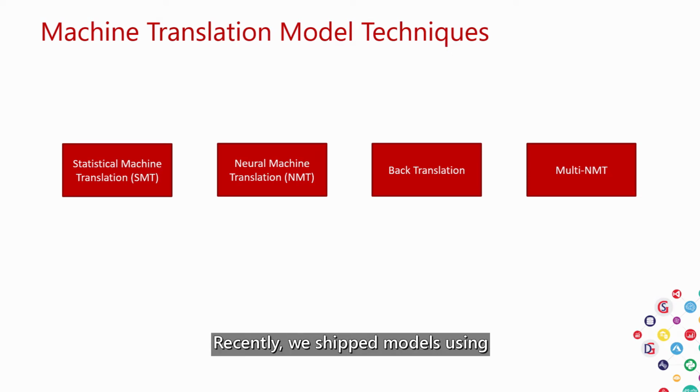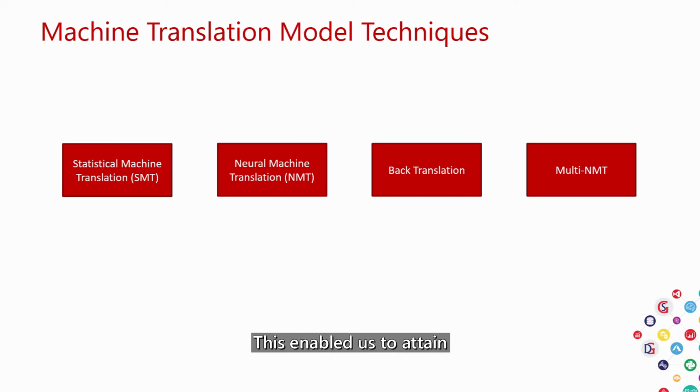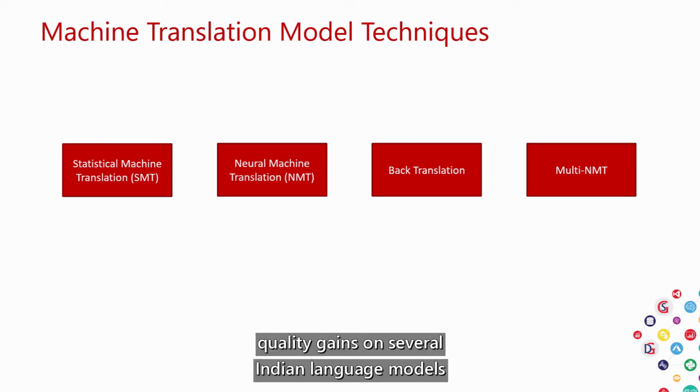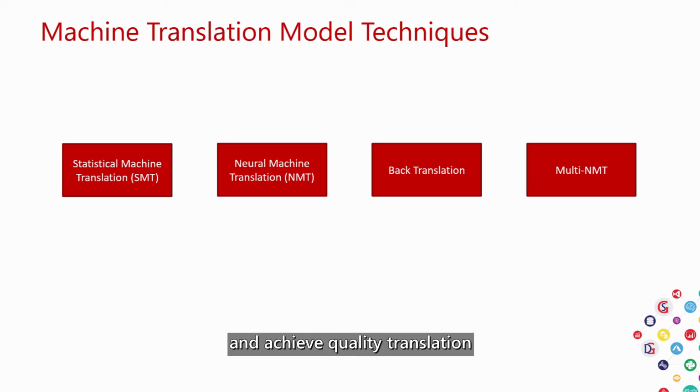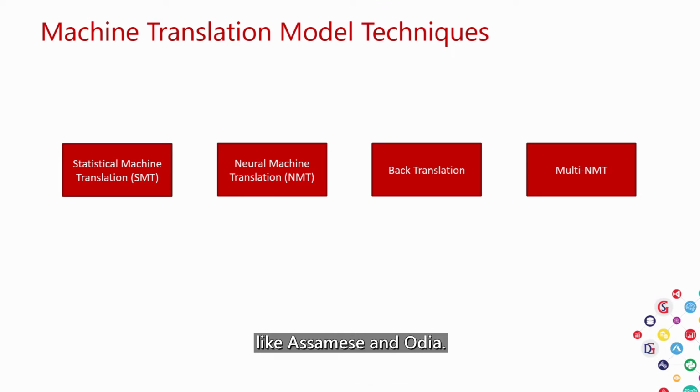Recently, we shipped models using multi-NMT techniques where we leveraged data from the same family group. This enabled us to attain quality gains on several Indian language models and achieve quality translation for very low resourced Indian languages like Assamese and Odia.